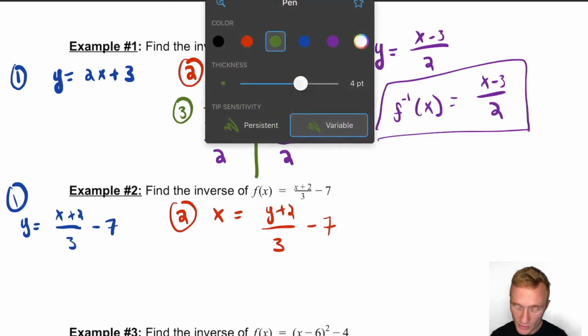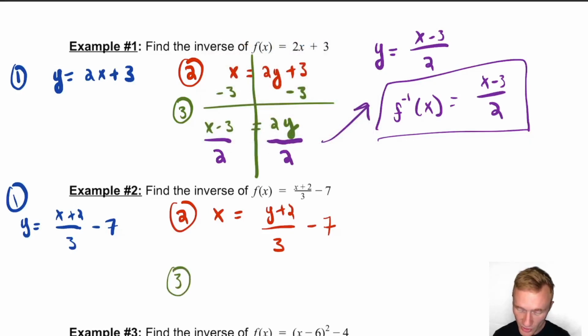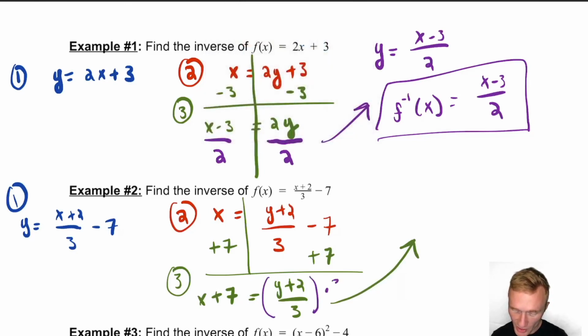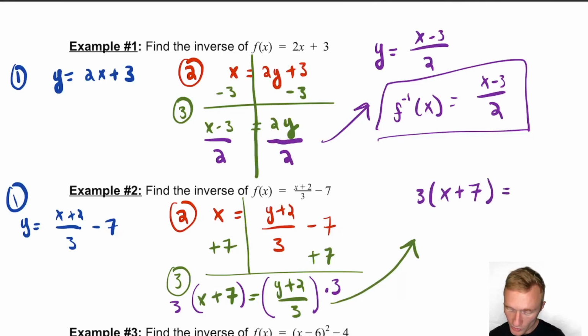Step 3 is to start solving. So the first thing I would do, I would move this minus 7 over. I would add 7 to both sides. That leaves us with x plus 7 equals y plus 2 over 3. My next step here, I'm going to multiply both sides by 3. I have to do it to the entire side. So I would have 3 times x plus 7 equals y plus 2.